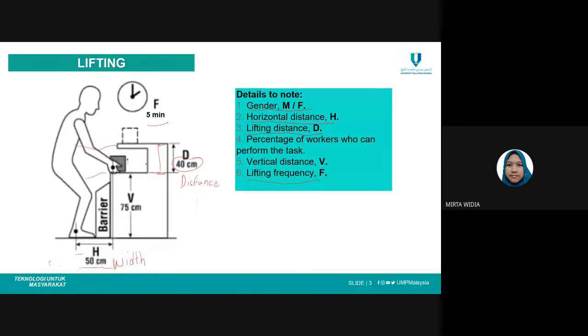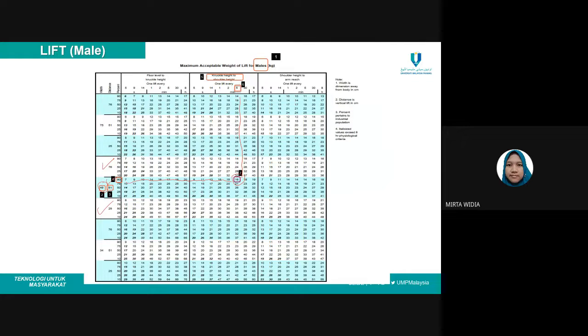So the objective of this Snook table is to get the maximum acceptable weight. Same goes for the NIOSH lifting equation and the recommended weight limit using the ISO guideline that you have already learned in the manual handling chapter. So we got the maximum acceptable lifting of 16 kg. Okay, so up to here, do you understand? Any question about this table?